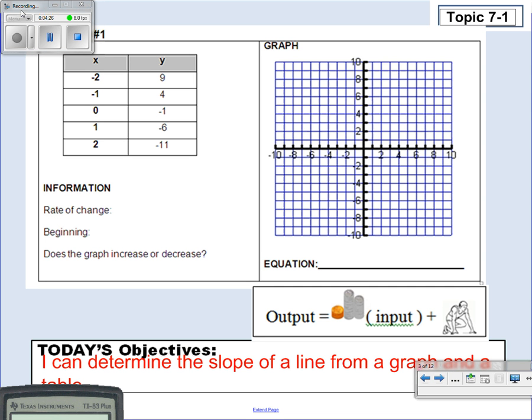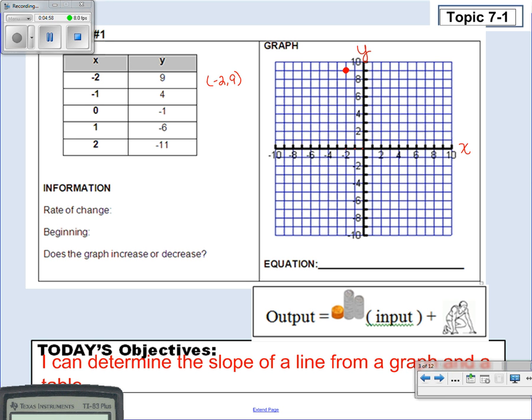Let's apply this to some problems. For example 1, we are given a table. First thing we're going to do is to actually draw a graph based upon the table. We're given X coordinates and Y coordinates in a table. If I want to write them as an ordered pair, this first coordinate would be a -2, 9. So our X-axis is the one that goes left and right. Y-axis goes up and down. -2, I go -2 on the X-axis, and then I go up 9 on the Y-axis, and I have my point at -2, 9.